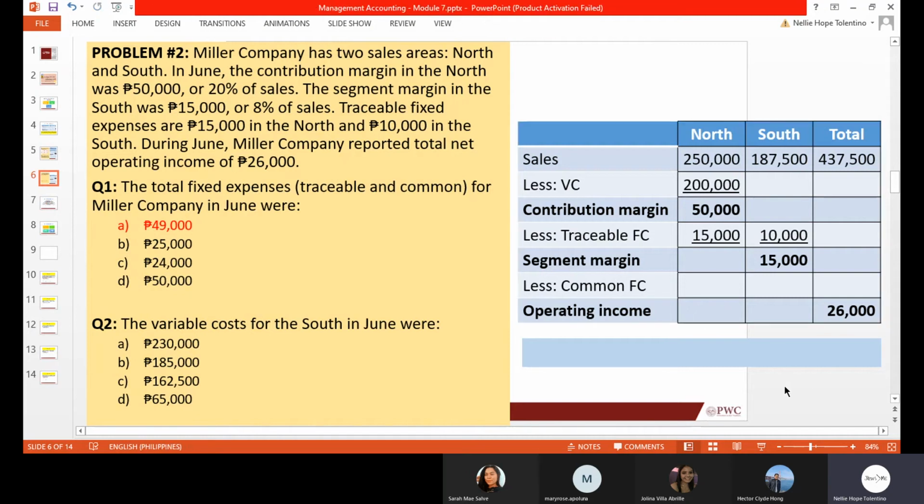Ano pa? Ano pang pwede? Contribution margin sa South, ma'am. Contribution margin ni South, magkano? 25,000. So, i-add mo lang yung dalawa. Ano pa? Variable cost po. Variable cost ni South, magkano?